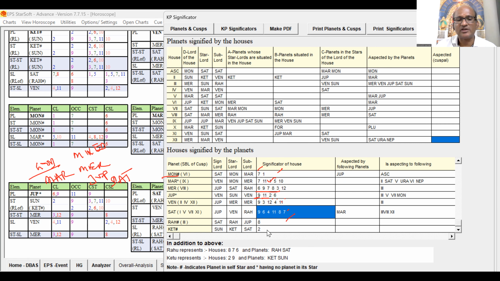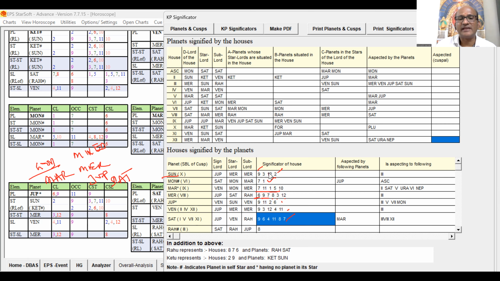Ketu is going to be second house. So Rahu is the Dasa Lord, we already checked. Ketu representing Sun, that Sun we already discussed. Sun is having 9, 3, 12, and 2. That is also not very strong. So good planet is Moon 7 and 1, and Mars is 7, 11, 1, and 5.